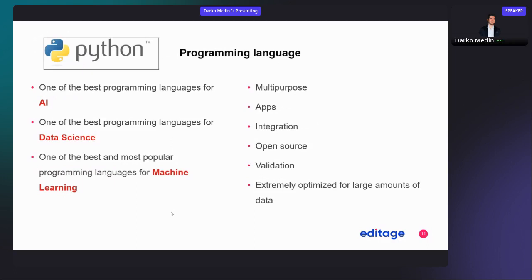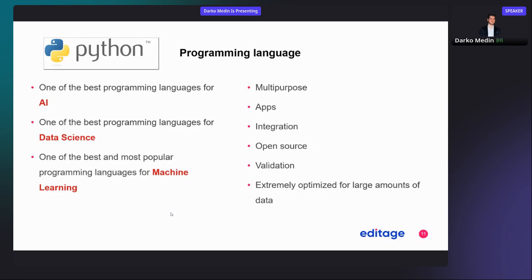So another programming language called Python is also very popular. It's in most job postings out there, and is very, very frequently present in many companies for different uses. One of the best programming languages for AI, data science, and machine learning.